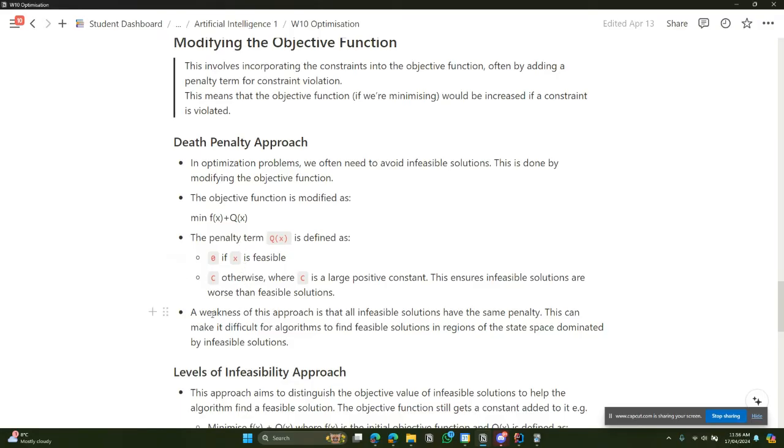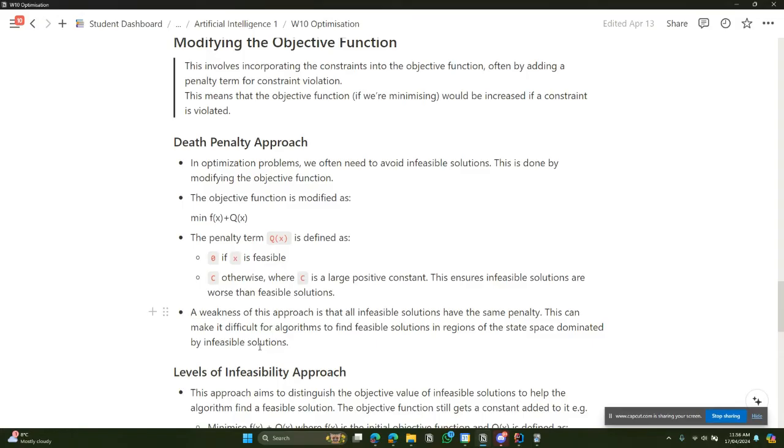However, as you may have guessed, the constant doesn't change. It's always the same large positive constant no matter what the infeasible solution is, and that is what leads us on to the weakness. So the weakness of this approach is that all infeasible solutions have the same penalty. And this can make it difficult for algorithms to find feasible solutions in regions of the state space which are dominated by infeasible solutions.